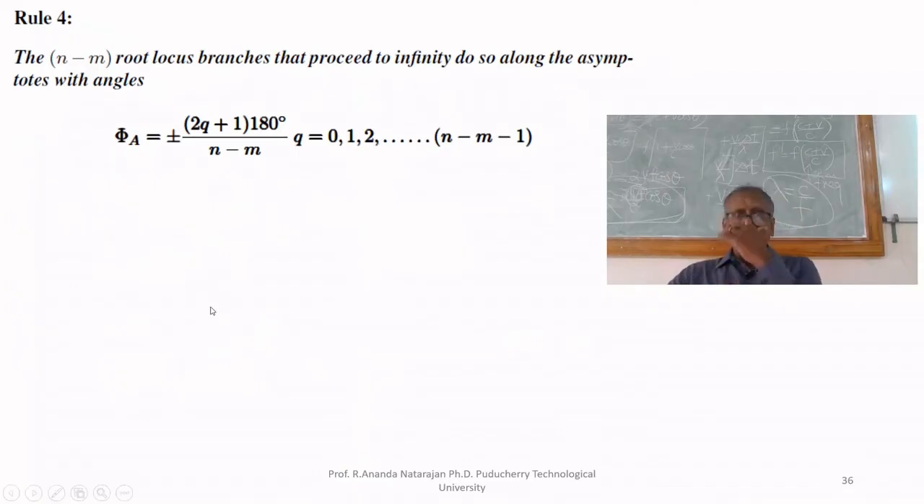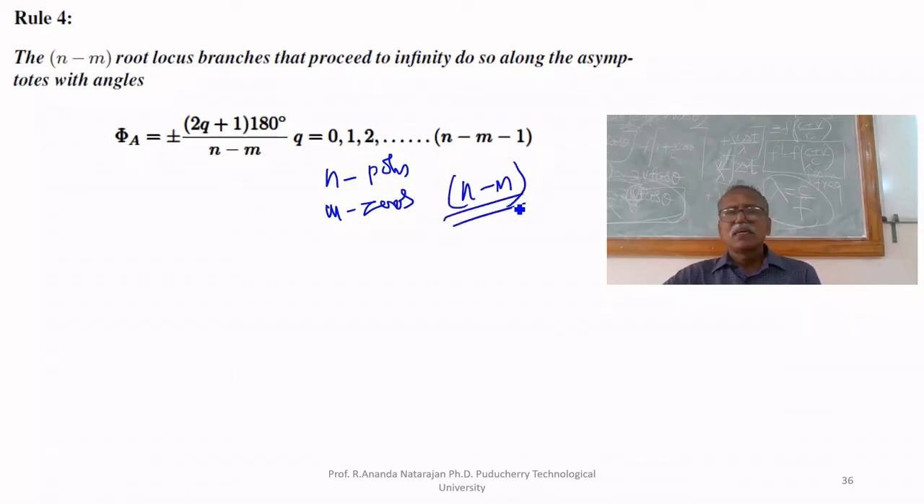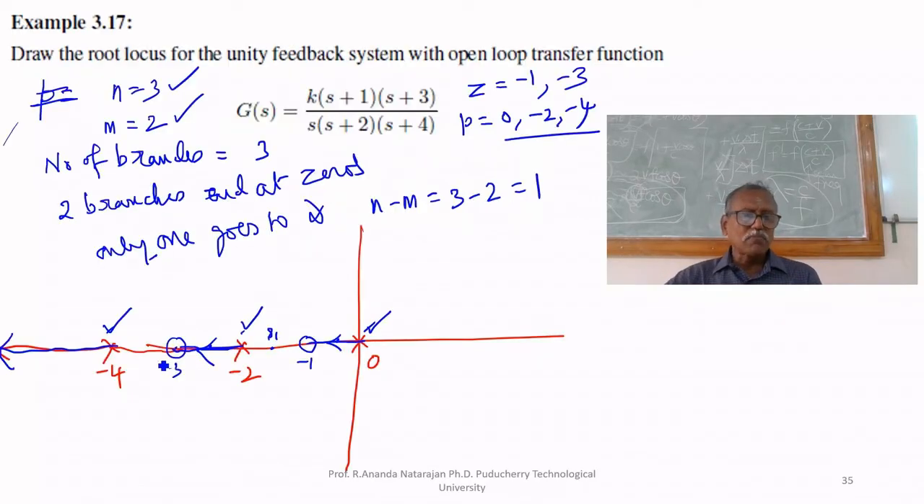We have seen that n minus m branches will end at infinity, because there are n number of poles and m number of zeros. With n poles, the root locus branches will end at n points, so the number of branches is equal to n. Only m branches will end at zeros. The remaining n minus m branches will end at infinity. In the previous case, the root locus branch ended at infinity at an angle of 180 degrees.